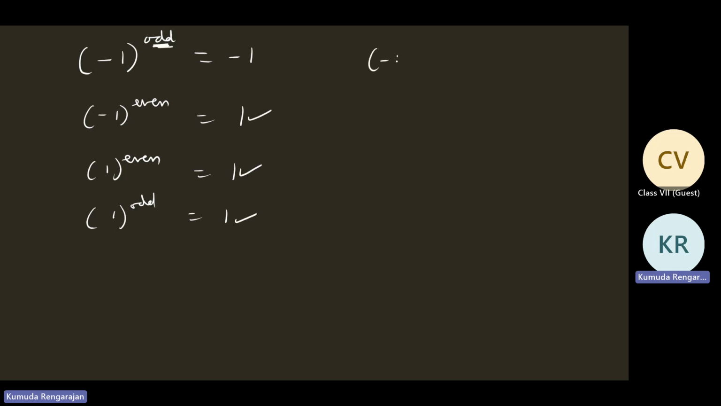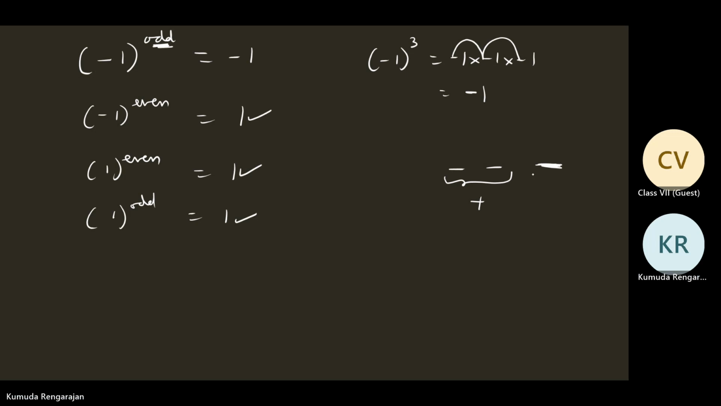Why? Because if you have -1 to the power 3, it will be -1 into -1 into -1. 1 into 1 into 1 is 1. Minus into minus is plus, plus into minus is minus. Because you cannot make equal pairs. See here, you can make one pair. Then this one minus sign is left out. Because you cannot make equal pairs, one minus sign is left out. So it will be negative. But if you can pair up the negative signs equally like this, then it becomes positive.